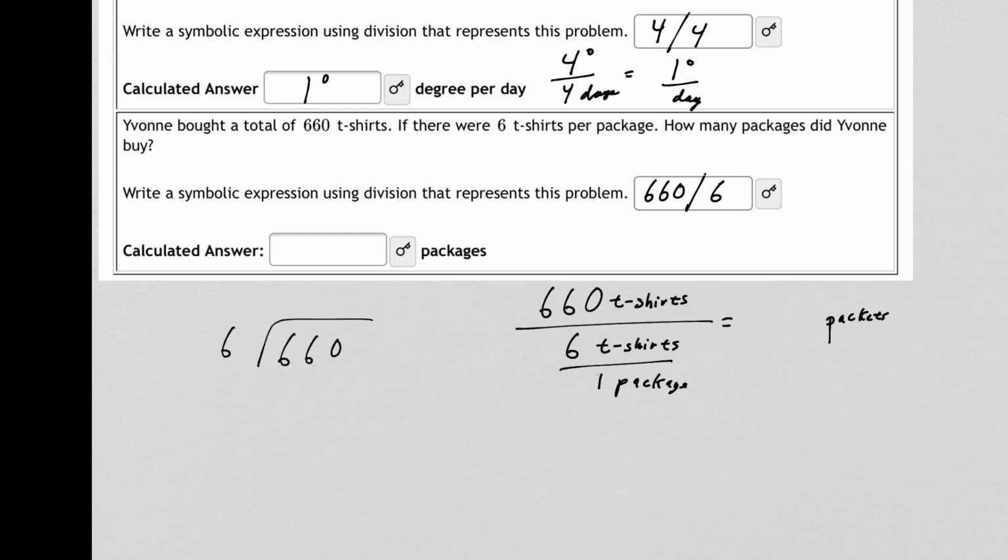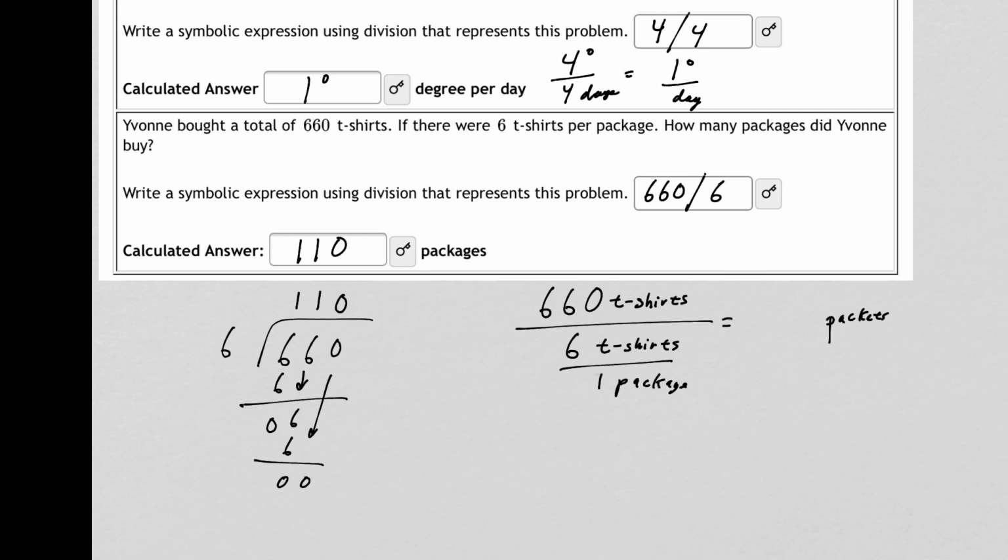So 6 goes into 6 once, right? So I subtract at 0, bring down the next digit, which is 6. 6 goes into 6 once. Subtract, bring down the next digit, which is 0. And then we have to say 6 goes into 0 0 times, right? We have to put that 0 in there. So this is going to be 110 packages.